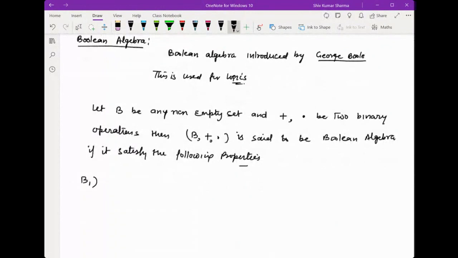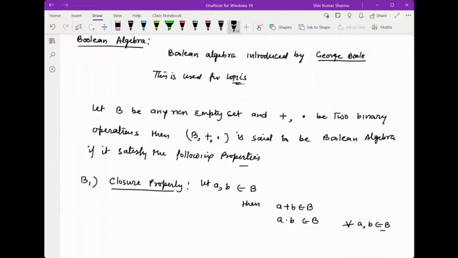The first property, denoted as B1, is the closure property. Let A and B be elements of the Boolean algebra B, that means the non-empty set B. Then A plus B also belongs to B, and A into B also belongs to B. So we need closure under addition and multiplication, these two.